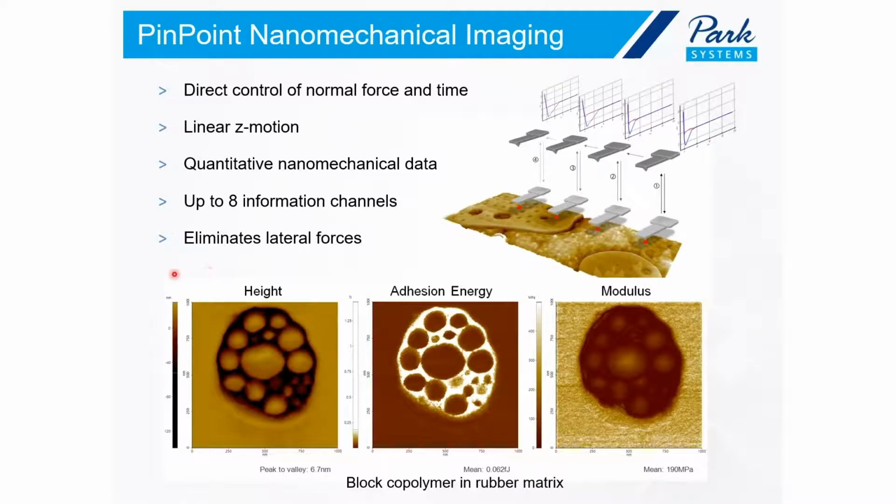And this is another example of a polymer. I like these images a lot. This is a block copolymer in a rubber matrix. So this region around this central feature is a rubber matrix, and this is a block copolymer within, which is phase separated. We have adhesion energy and modulus.